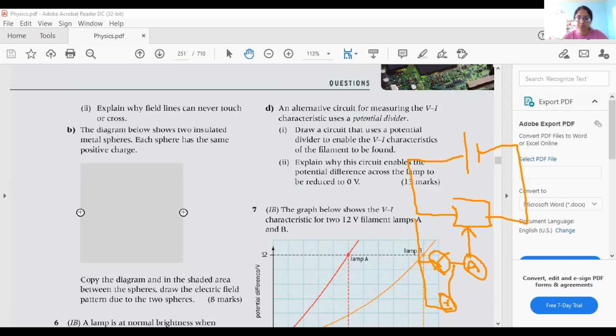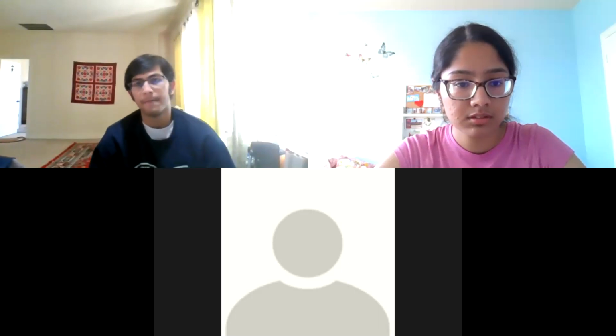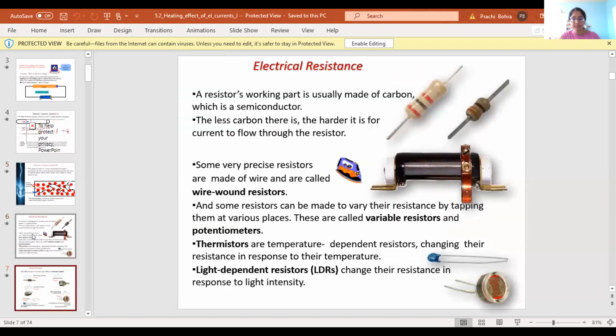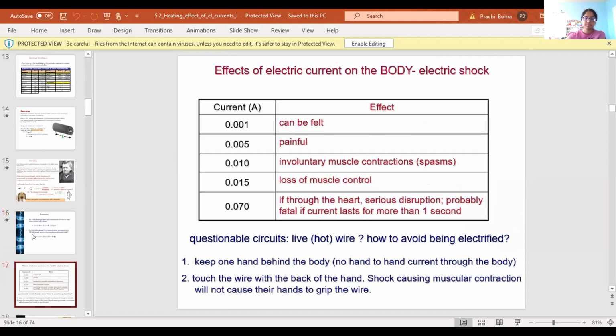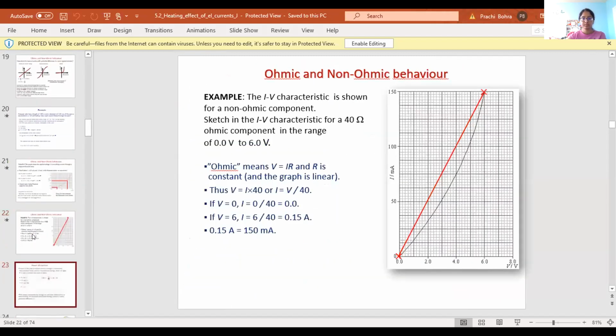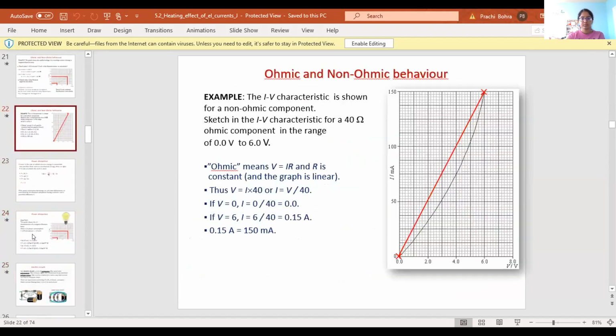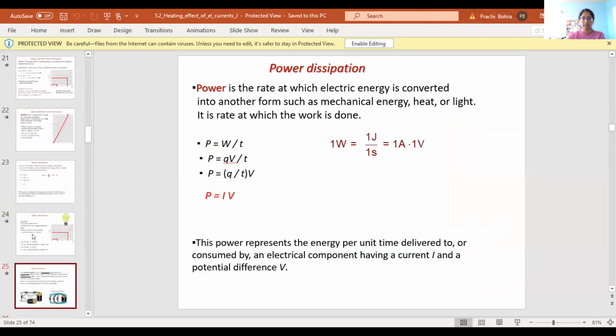Or actually, no, this is not the magnetic one, right? It's the heating effects of currents. Yeah, right? Can you guys see it, or do I need to reshare? I think I need to reshare. But let's pass this.